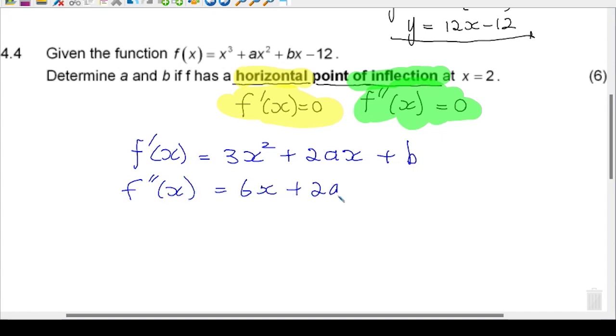Okay, now we know that f double dashed of 2 is 0 and f dashed of 2 is 0. So when we put 2 into the first derivative, we get 12 plus 4a plus b, and we know that equals 0. We've got one equation with two variables in. We need another equation. Putting 2 into the second derivative, and that yellow equation comes from the yellow information that's highlighted above, we get 12 plus 2a equals 0.